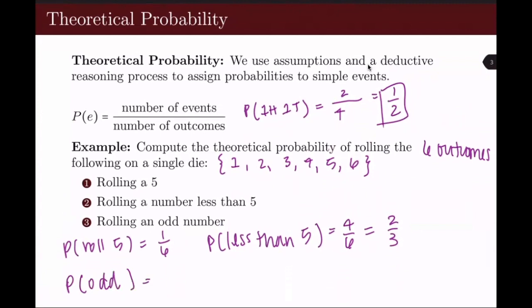Lastly, we want to know the probability of getting an odd number. If we look at our sample space, we can see that we have 1, 2, 3 odd numbers. So the probability of rolling an odd number would be 3 out of 6, since we have 3 events out of the 6 total outcomes, which equals a half.